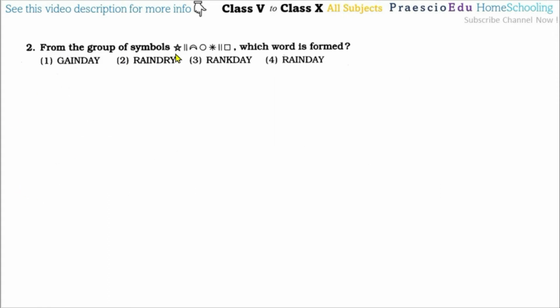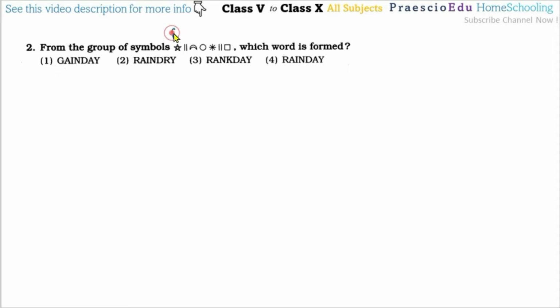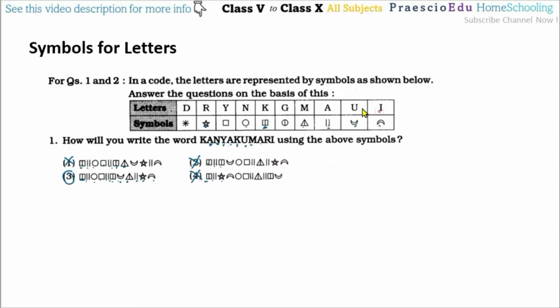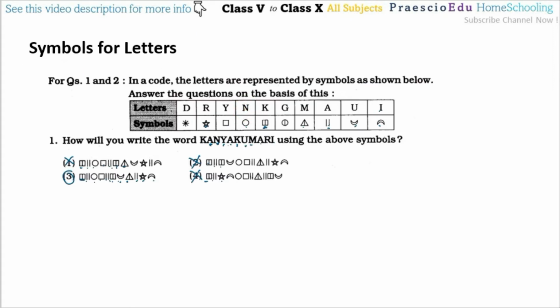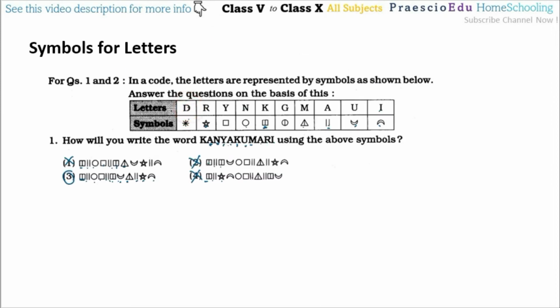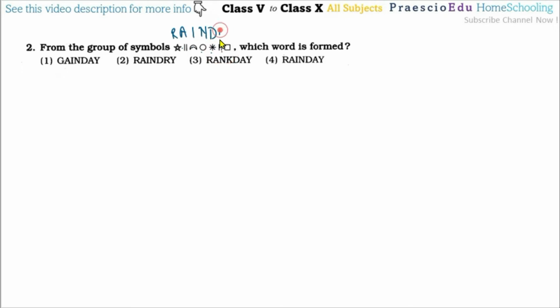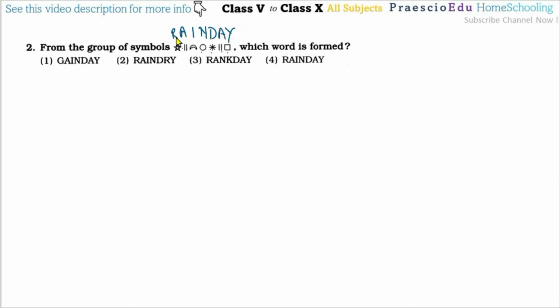Then from the group of symbols, which word is formed? So from this one, star means R, so this is R. This symbol is for A, this symbol is for I, so this is I. Then the O-like symbol is N, so this is N. Then this symbol is D, so here the D. Then A, and this is for Y, so this is Y. This means RAINDAY, and this is given in option number 4.